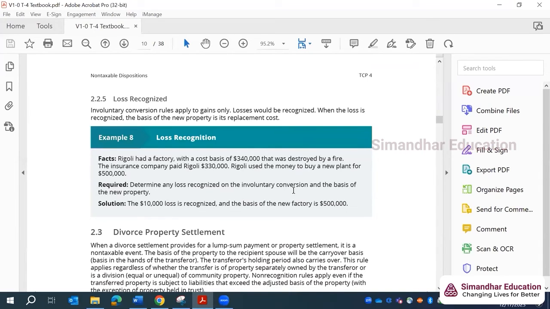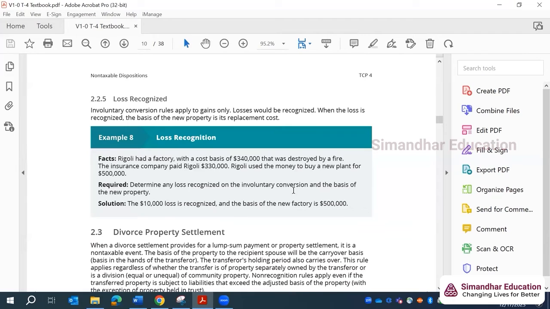Let's look at the loss recognition example here. Rangoli had a factory with a cost basis of $340,000 that was destroyed by a fire. The insurance company paid Rangoli $330,000. Rangoli used the money to buy a new plant for $500,000. Now, let's look at the transaction between the destroying of the property and the insurance proceeds. Is it a loss transaction or a gain transaction? The property was worth $340, but the insurance company paid only $330. So I have a loss of $10,000.